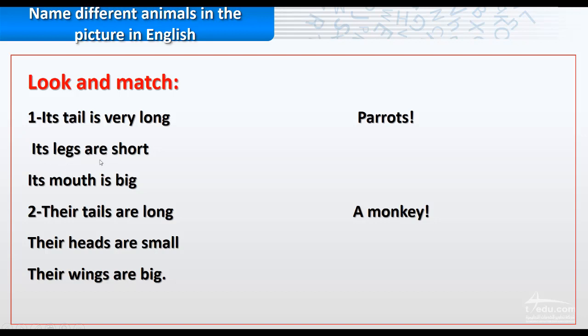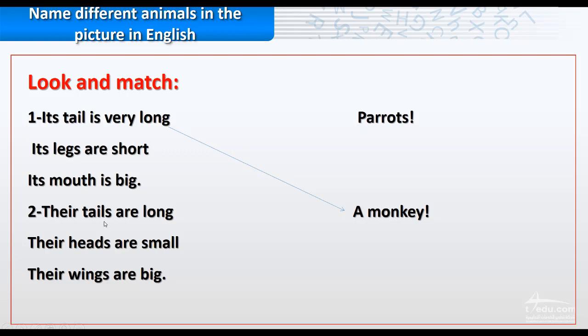Its legs are short. Short legs. Its mouth is big. The mouth is big. What do you think? Monkey or parrots? Excellent. Correct. Monkey. Long tail, short legs, big mouth.